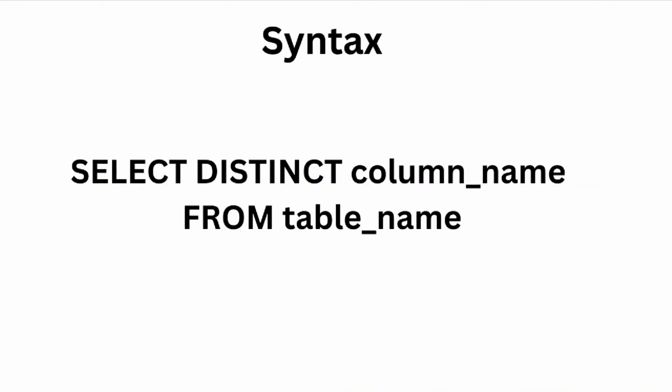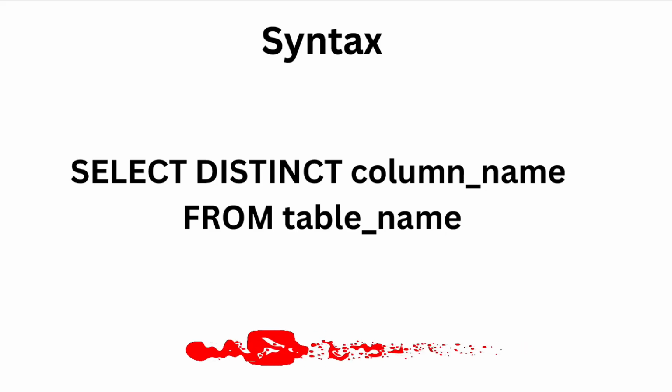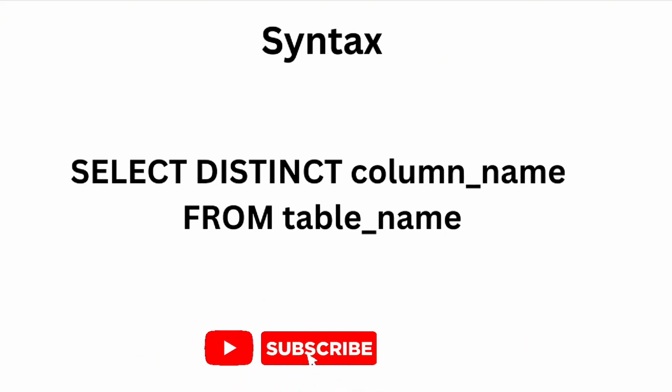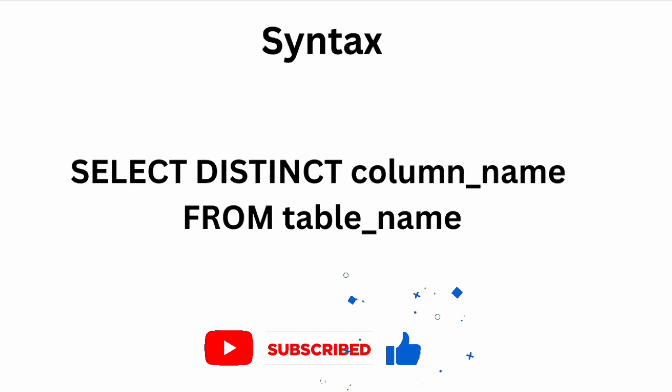The DISTINCT keyword operates on a column, so that means the syntax looks like this. We say SELECT, and then DISTINCT right in front of whatever column we're interested in grabbing the unique or distinct values from, and then we'll specify what table this column is in.